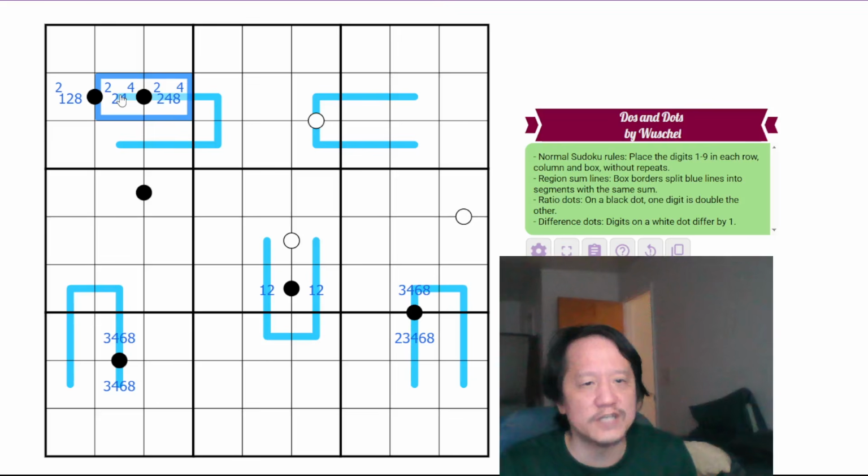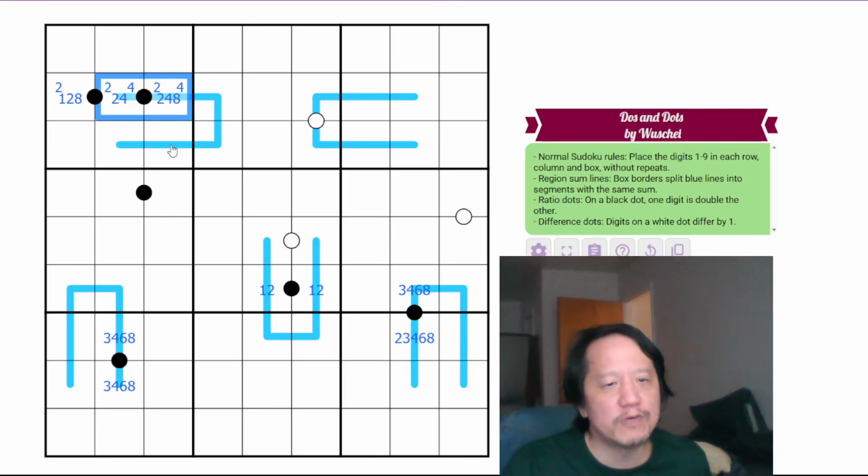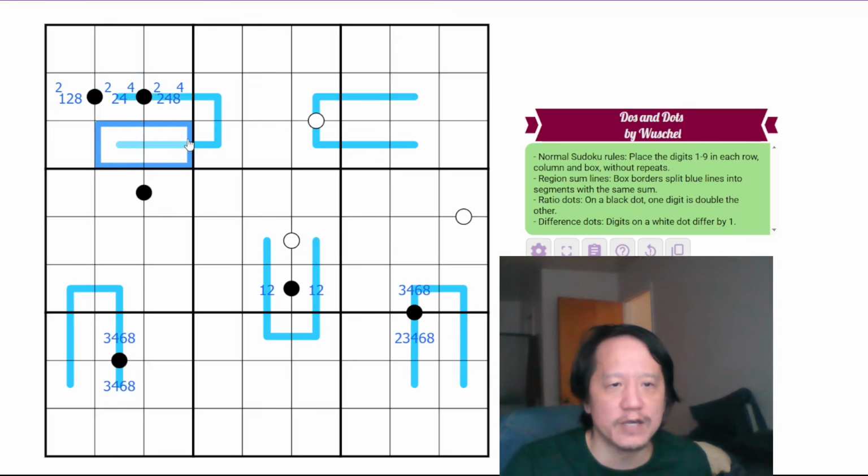So 4 is definitely one of these digits. So it's either 2 and 4 adding up to 6, or 4 and 8 adding up to 12. Well, we cannot have 2 and 4 here. That would force this to be a 1-5 pair to add up to 6.